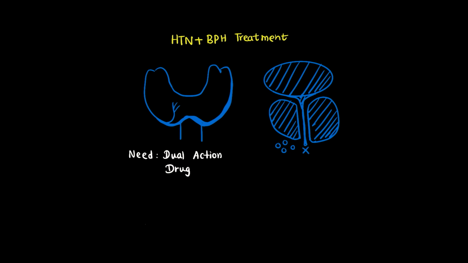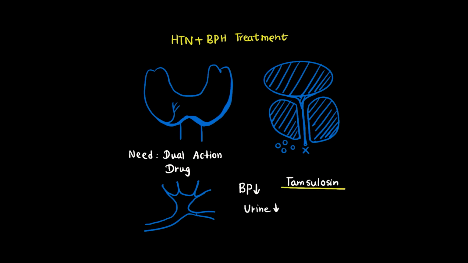Additionally, alpha-1 receptors in blood vessels control vasoconstriction. Blocking these receptors causes vasodilation, lowering blood pressure. While tamsulosin is more selective for prostate receptors, it still provides some blood pressure reduction. This dual action makes it ideal for patients with both conditions. The correct answer is tamsulosin, because it's an alpha-1 antagonist treating both BPH through prostate muscle relaxation and hypertension through vasodilation.